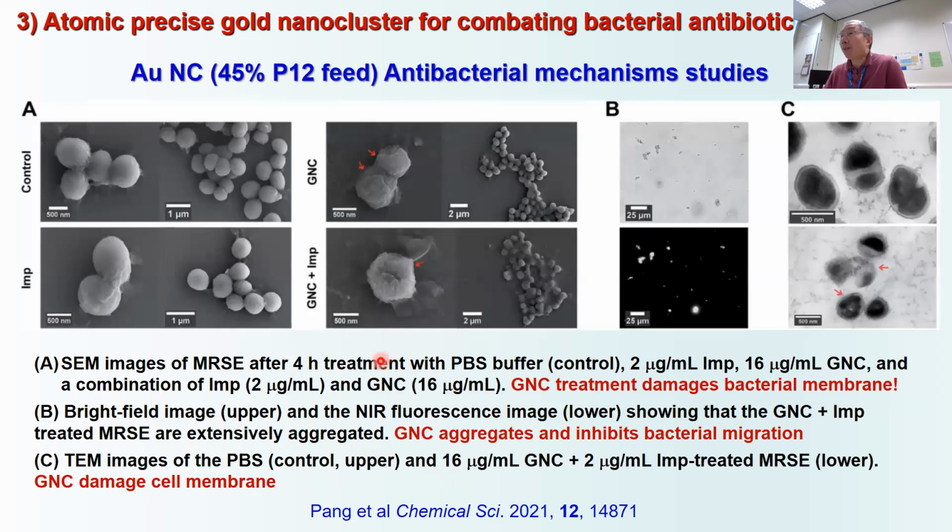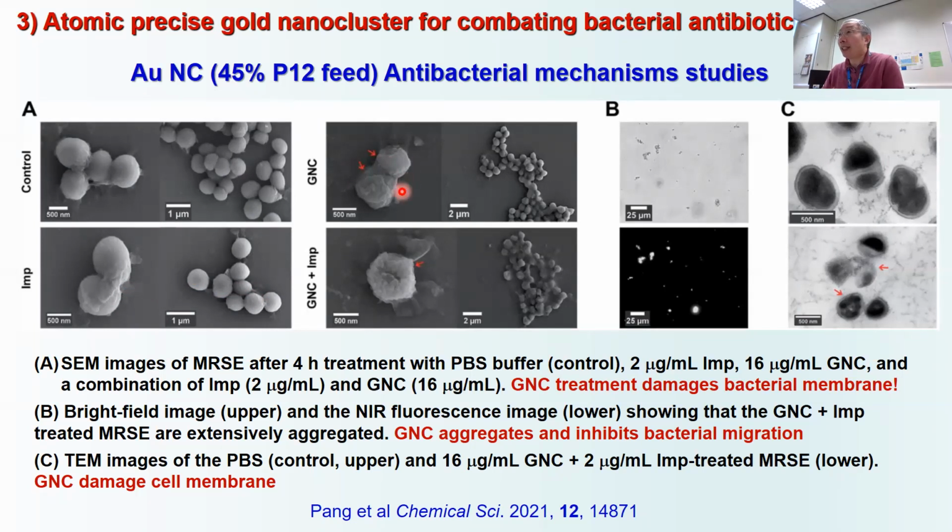So here we investigate what the mechanisms are. As a control, it is simply treated with PBS. We see these bacterial cells are intact. When we treat it with the antibiotics, the shape does not really change.